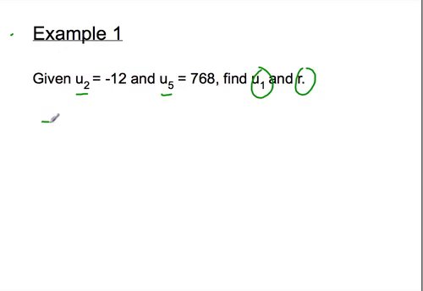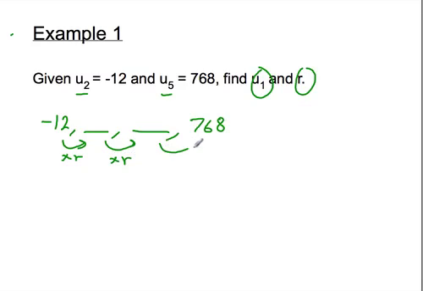Firstly, I could write it out as a list of numbers here. So U2 is -12. We don't know U3. We don't know U4. U5 is 768. So how do we get from -12 to 768? Well, you multiply by r 3 times to get to 768. So basically we have -12 times r cubed equals 768.